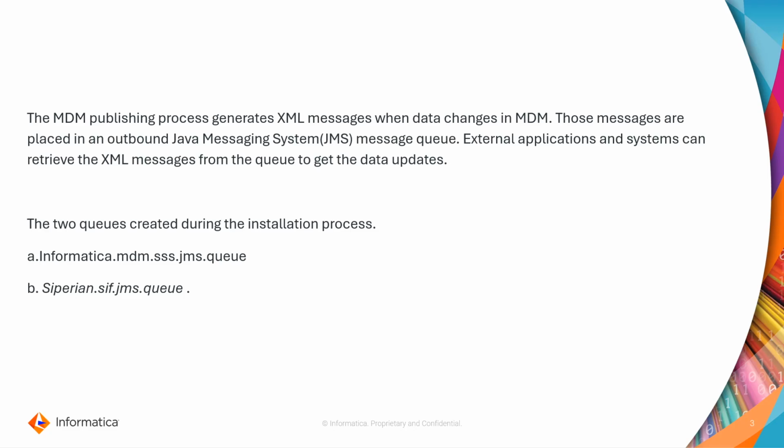Before you configure the publishing process, the JMS queue and connection factory must be set up in the application server on which MDM is deployed. There are two queues which get created during the installation process. First one is Informatica MDM SSS JMS queue, which is used for communication between MDM and Informatica data integration platforms such as Smart Search. And second one is Siperian SIF JMS queue, which is used for SOAP calls to Siperian Integration Framework.